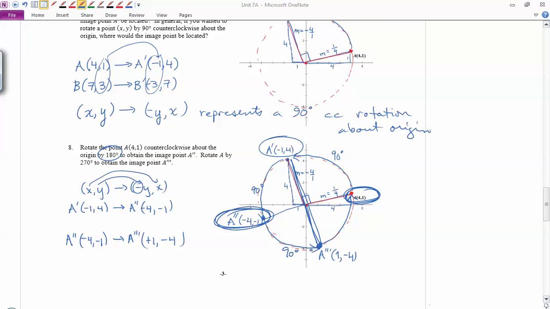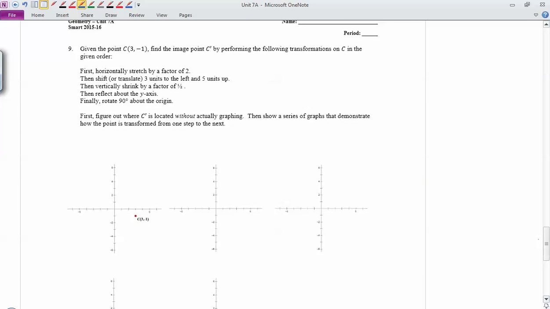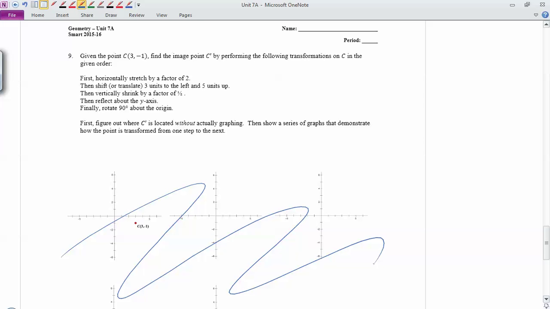All right, so the last part of this video is going to be on the last page of 7a, and this is kind of the putting it all together. So in this one, I'm not going to worry about these graphs down here. Really what I want to do is figure out how do these transformations change that point.